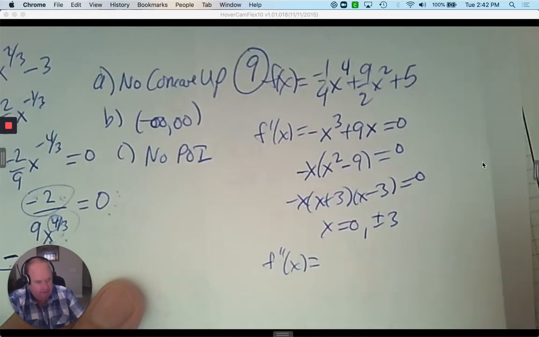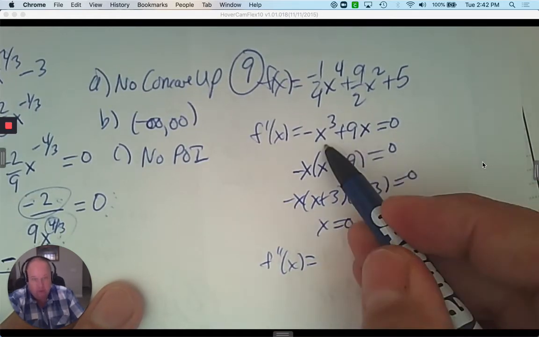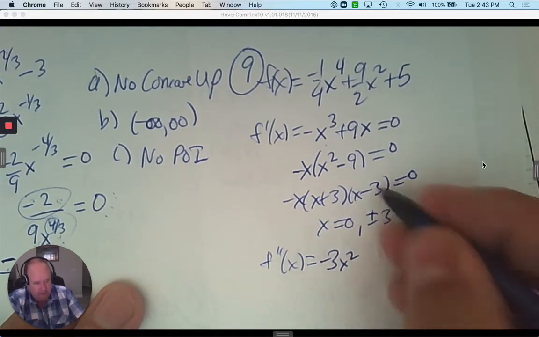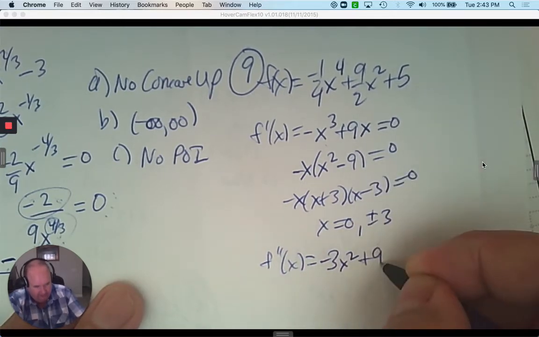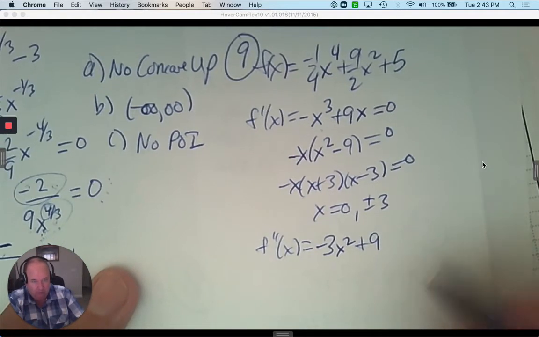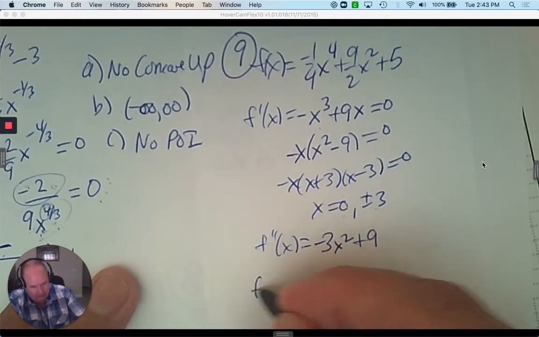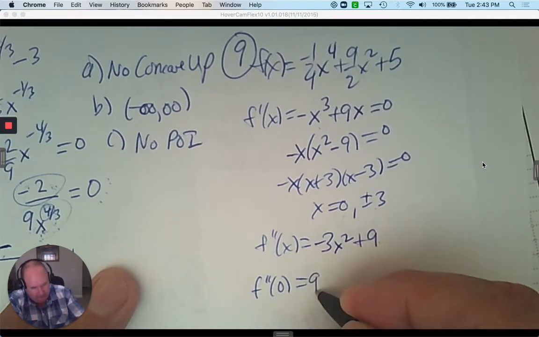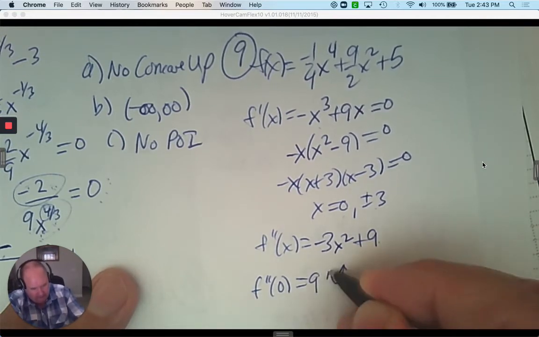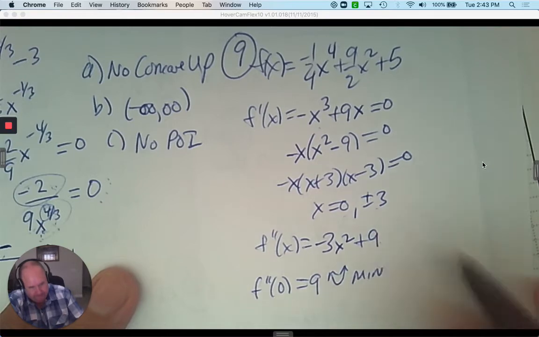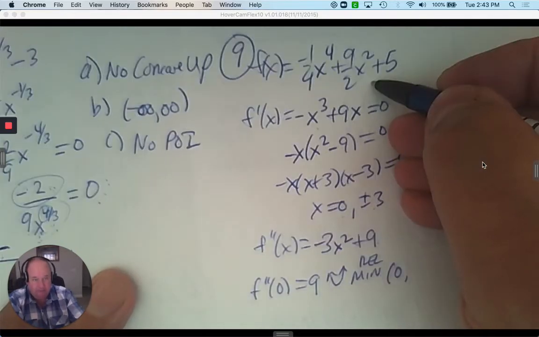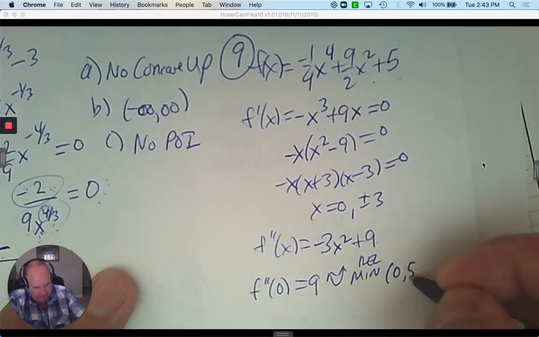If I'm finding the second derivative, take the derivative of the first one. That's negative 3x squared plus 9. Now I'm not making that equal to 0. I'm going to take each answer and see if it's concave up or down. So plug in 0 and you get positive 9. That's concave up. That means it's a minimum. And the relative minimum, you plug 0 back in here and you get the answer 5.